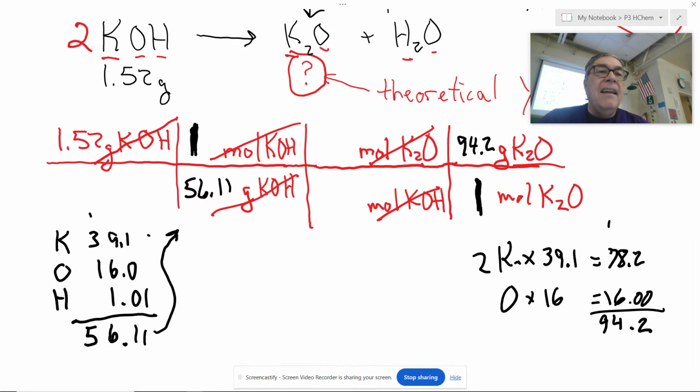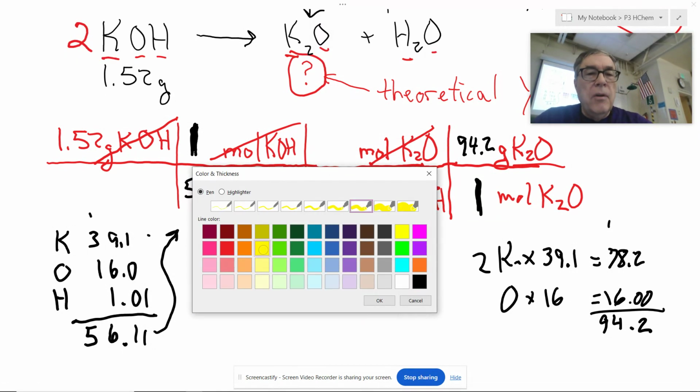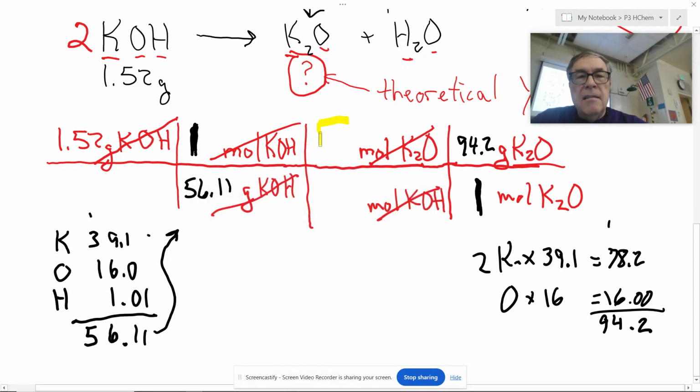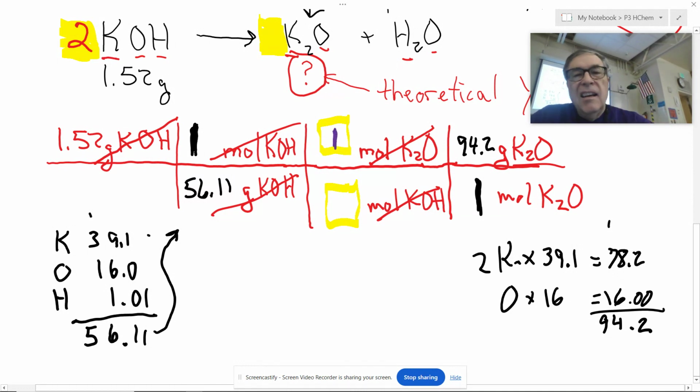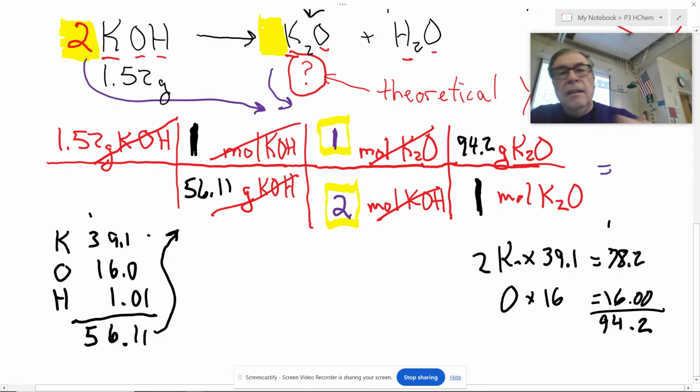Now, don't forget these numbers here. These numbers here are from our balanced chemical equation. And in the top is going to go the 1 that is there. And on the bottom with KOH, it's going to be this 2. So let's put those in the right place. On the top, K2O, it's going to be a 1. And on the bottom is going to be a 2. That comes from up here and up here. So now we can calculate the answer.